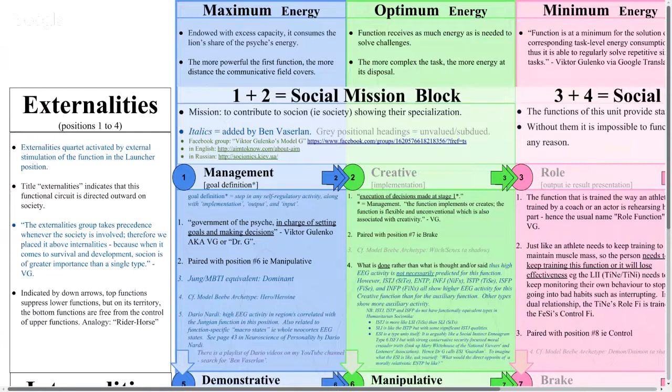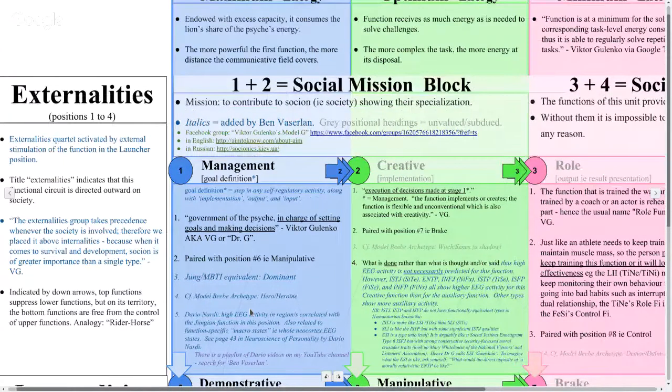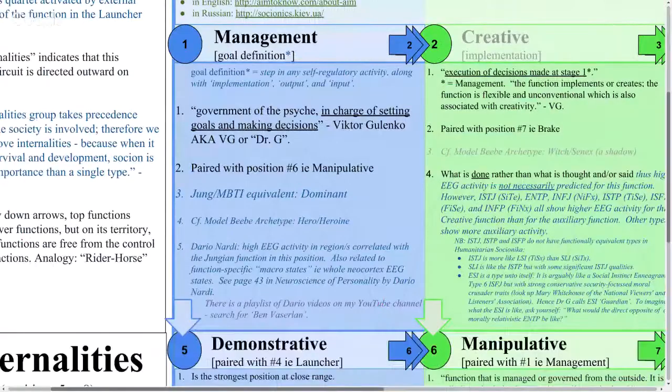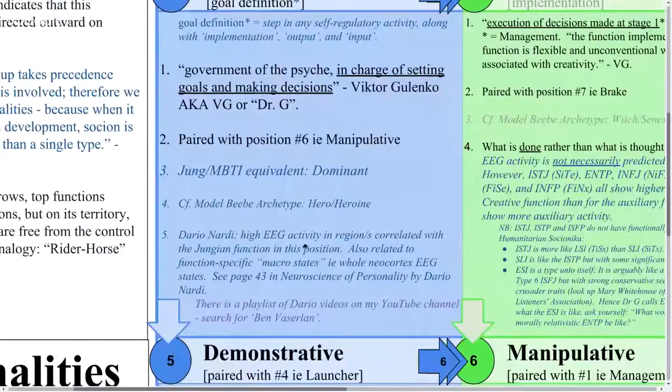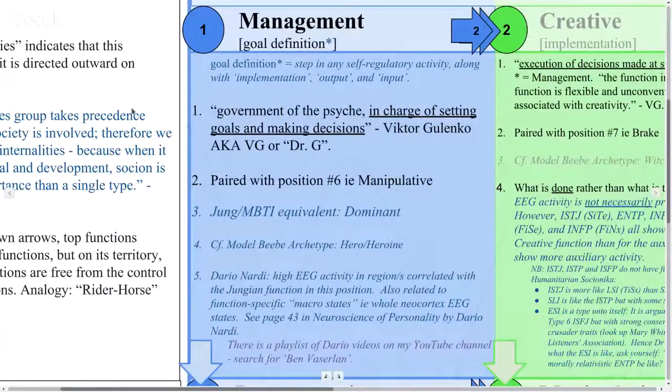So we're going to look at the management, and then I'll go over to the other one, because this bit isn't in the actual profile, because it has the bullet points relevant to extroverted intuition in that one.